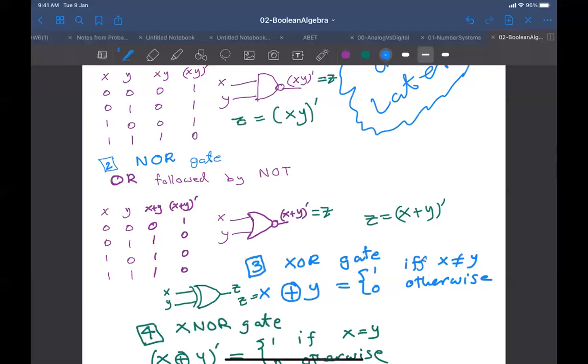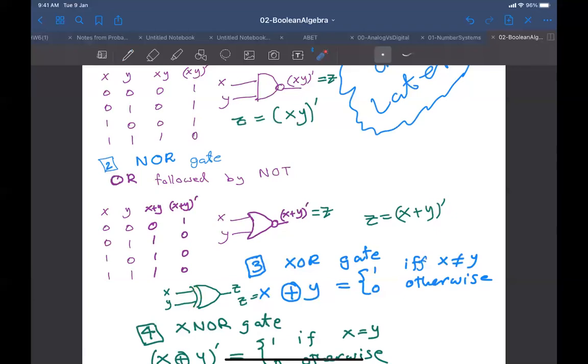All right, and this is the symbol for the XOR gate. It is similar to the OR gate, but we double the arc at the input. We have a double arc to indicate that this is an XOR gate, okay?